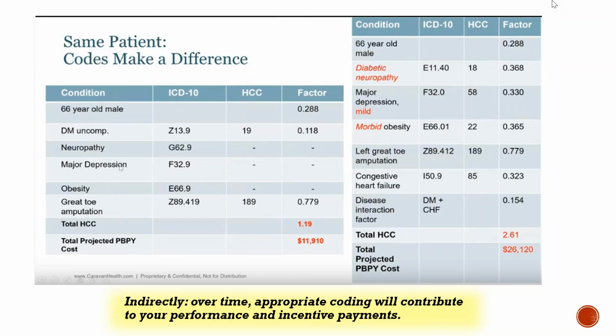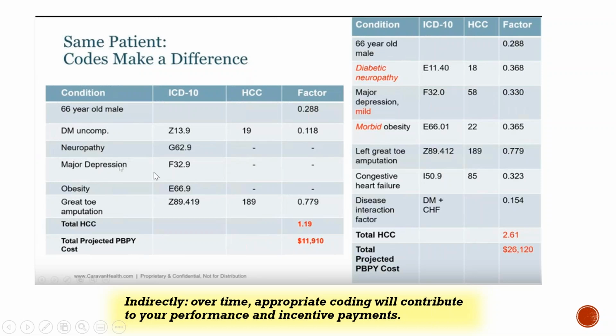So just as an example here, this is the same patient. The left and the right are coding visits for the same 66-year-old male on Medicare. If we're looking at the left side, this is almost lazy coding, honestly. We have coded that he has uncomplicated diabetes. That's the first line. We have coded that he has some neuropathy somewhere, not very specified.